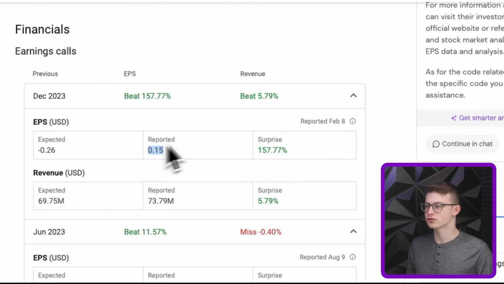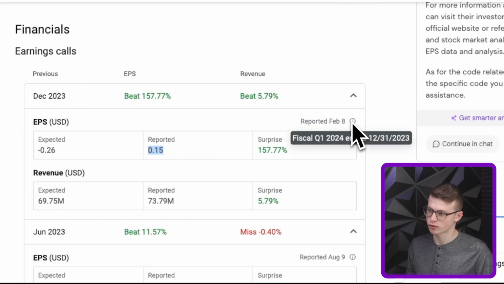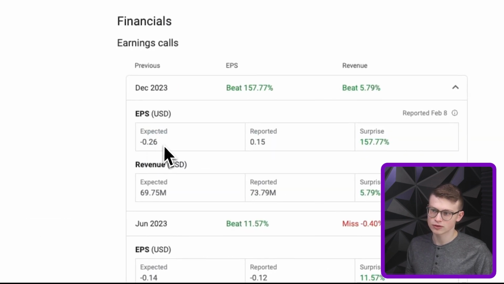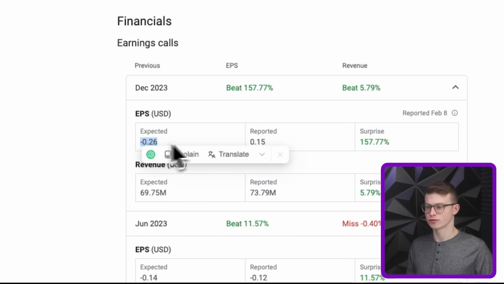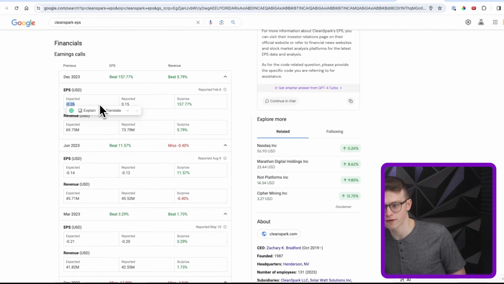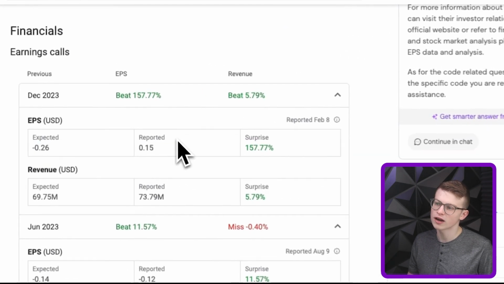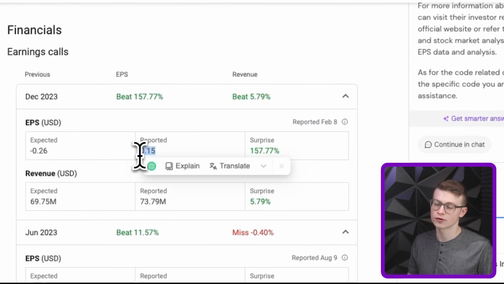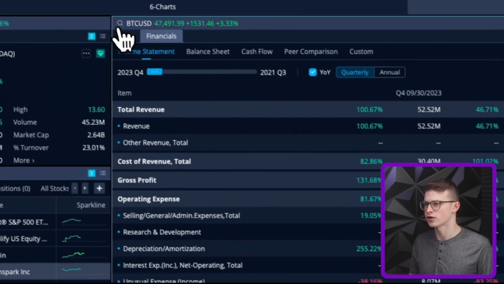Then for last quarter, reported February 8th, they were expected to have a terrible earnings per share, worse off than the last few quarters. But they actually reported a positive net earnings per share of 15 cents. So I can see that being a large driver of CleanSpark in the future.